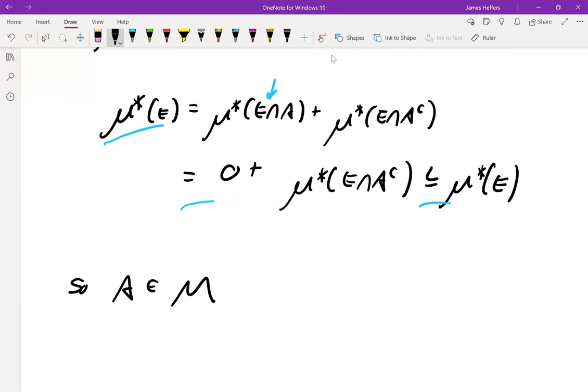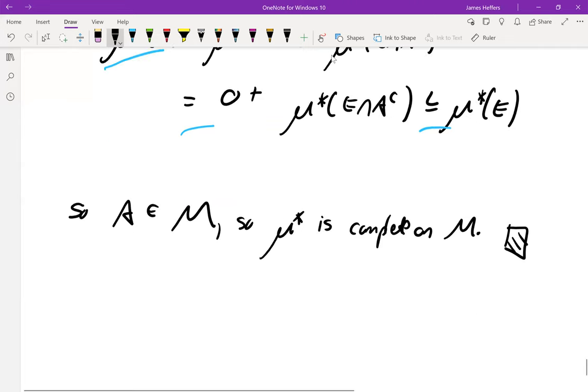So any set that has an outer measure of zero is also going to be in M. So we have that it's complete on M. Awesome. Okay, great. So we've shown that we have an outer measure that is complete, and we've shown that M is a sigma algebra.